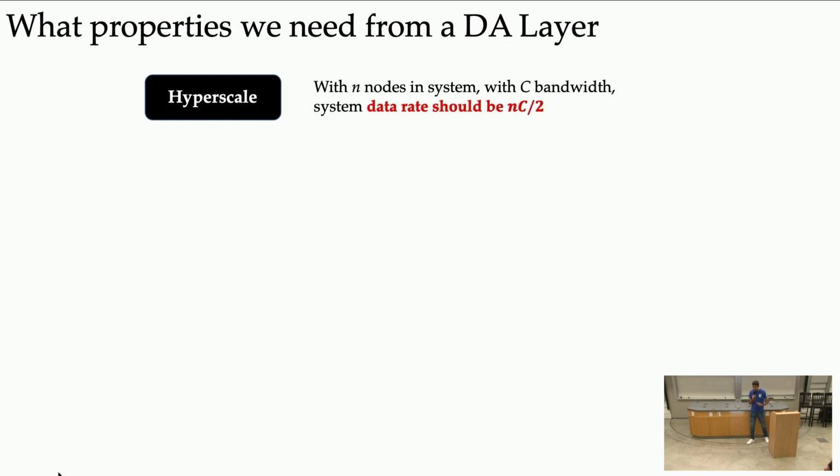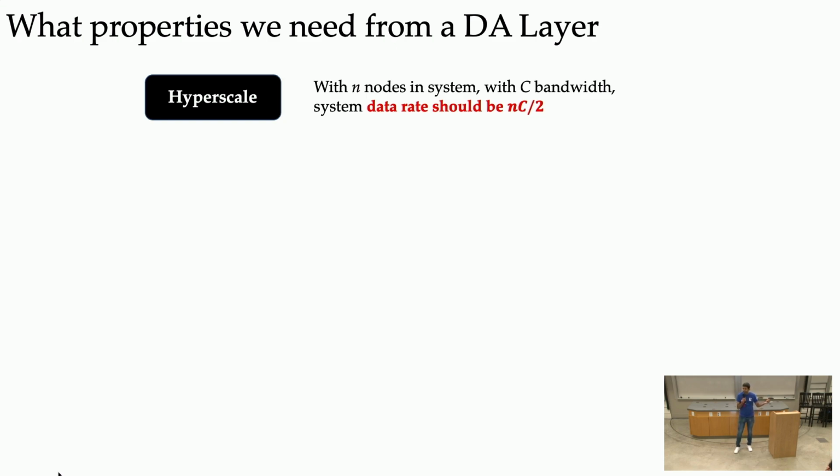You have n nodes, and each node has a certain amount of bandwidth, C. And then the system should be at n times C, right? That would be the theoretical ideal. We're taking a little bit back, to NC over 2. Why over 2? Because you want the system to still work even if half the nodes are malicious. So this is the honest bandwidth available, right? So NC over 2. It's a very, very high bar to ask for.